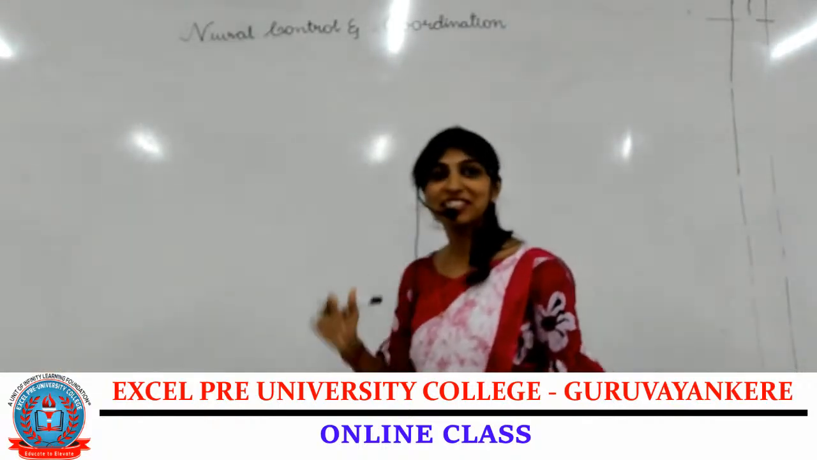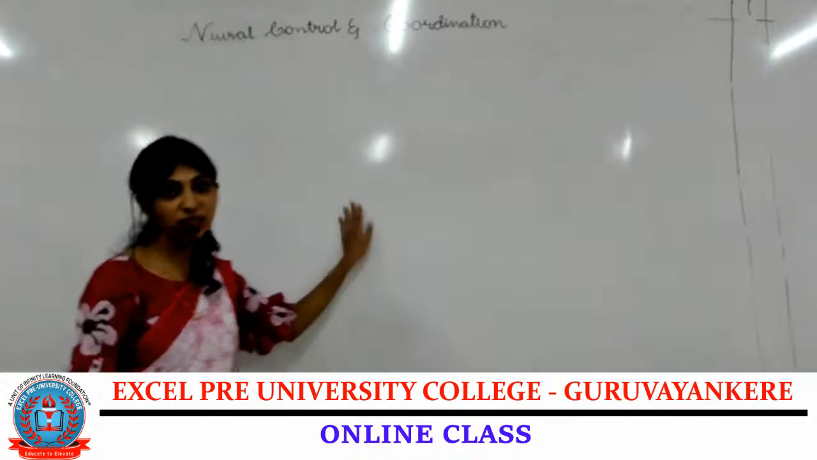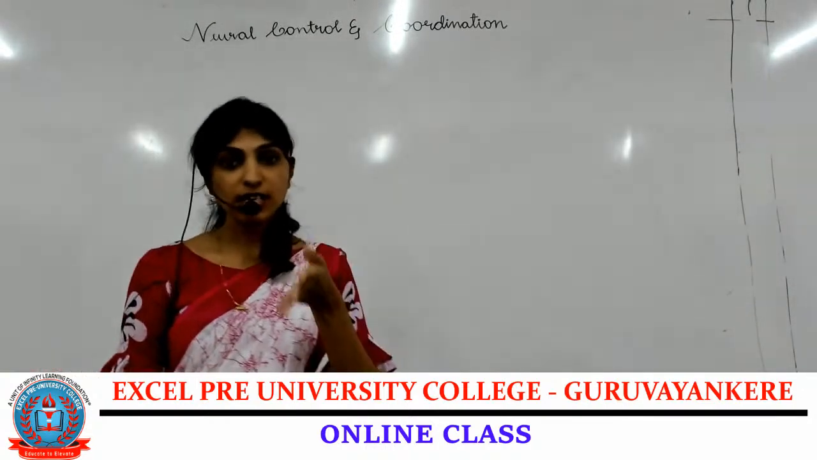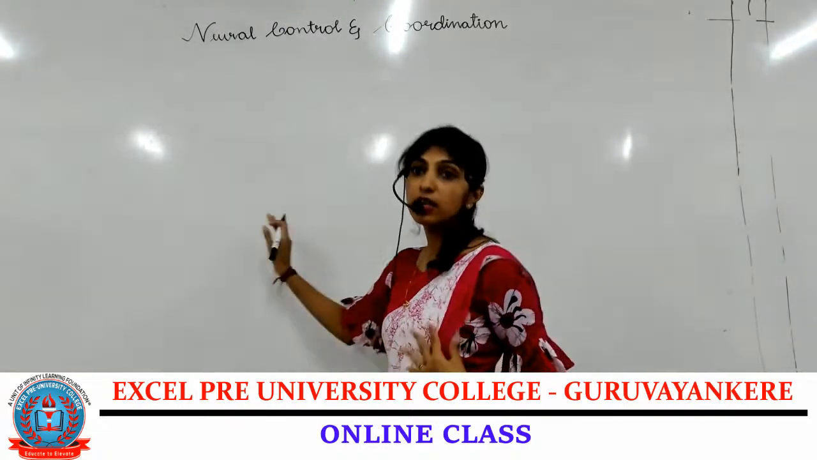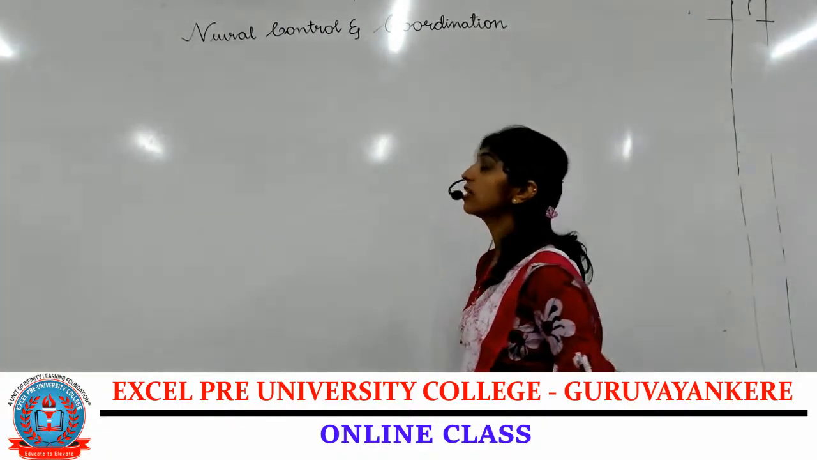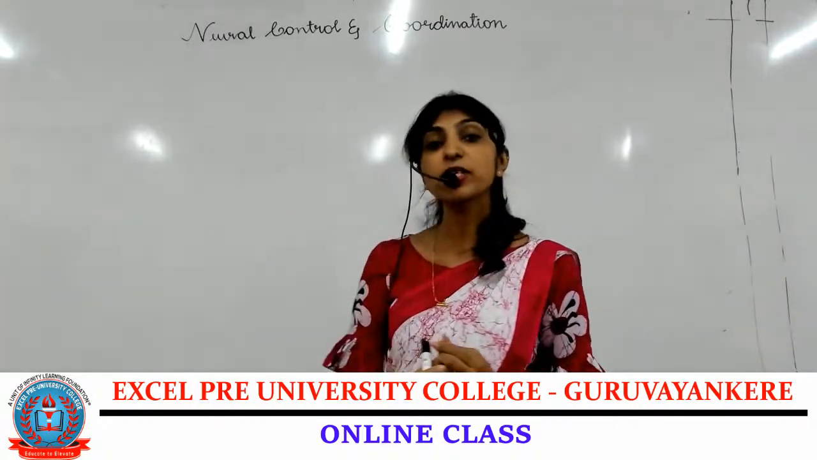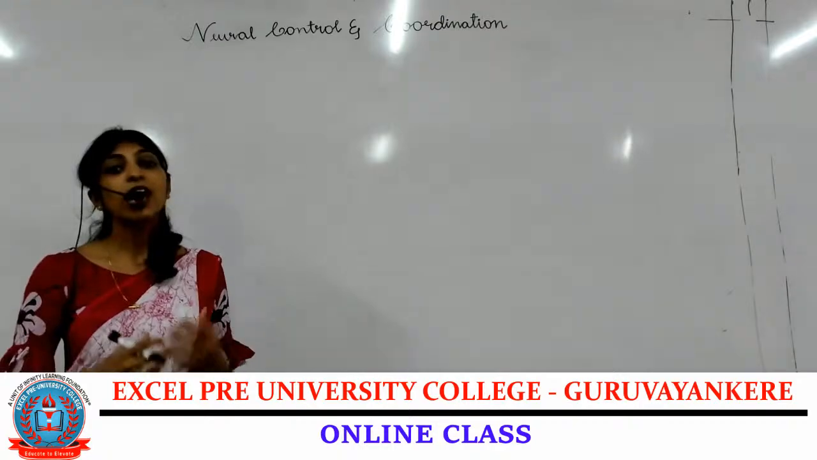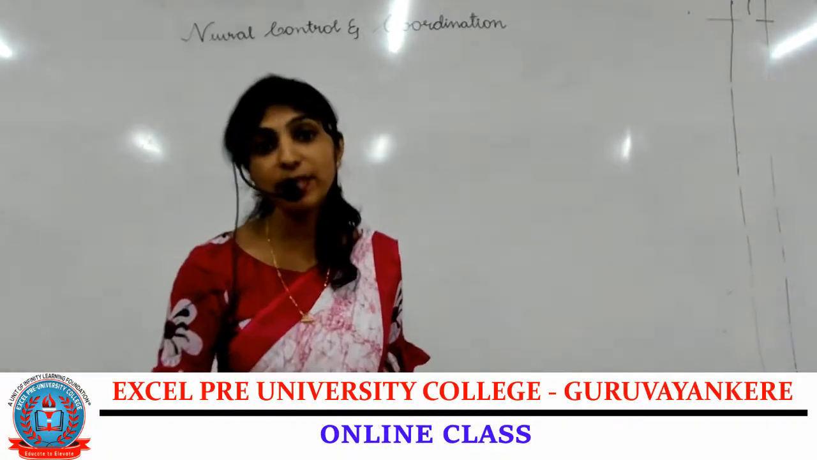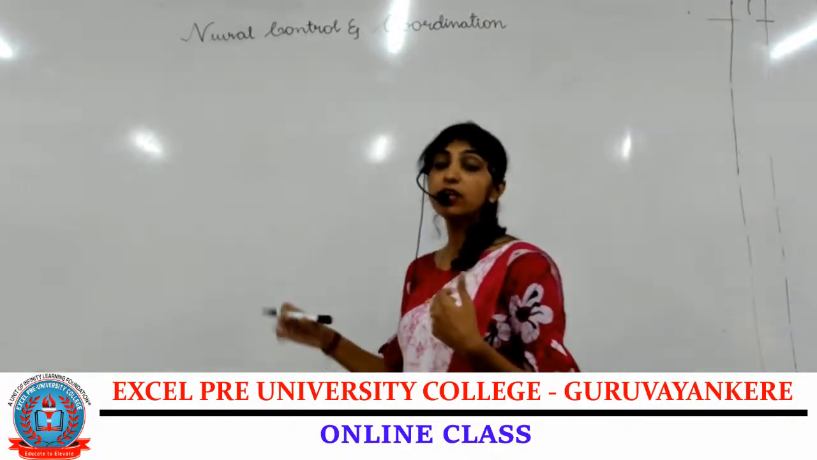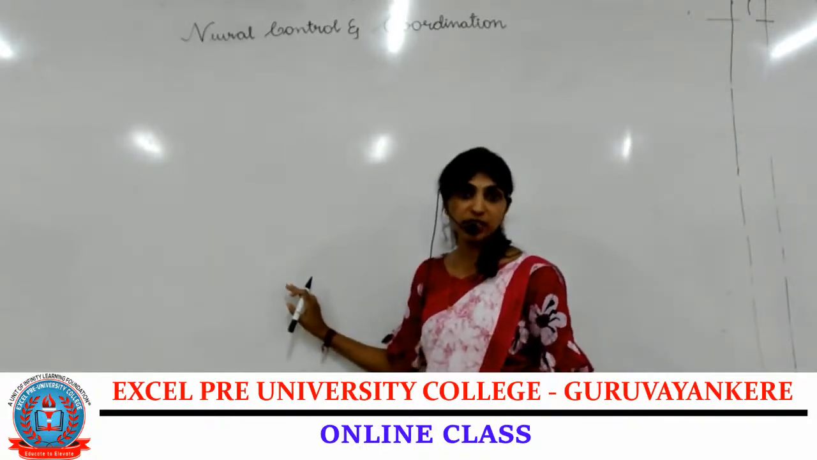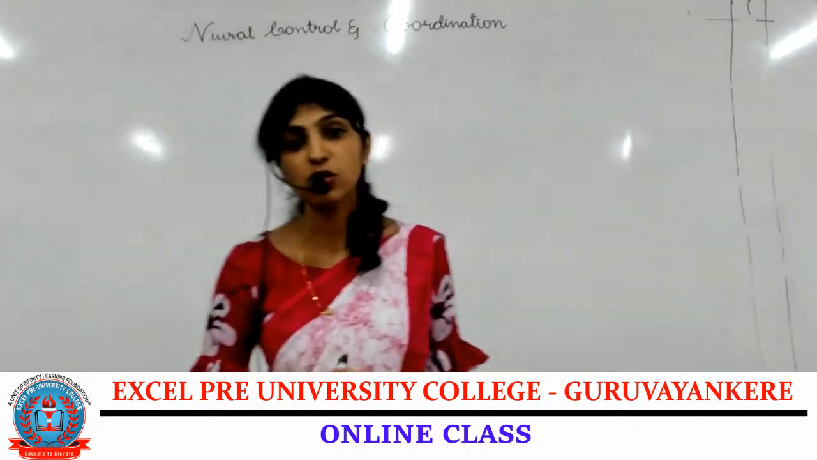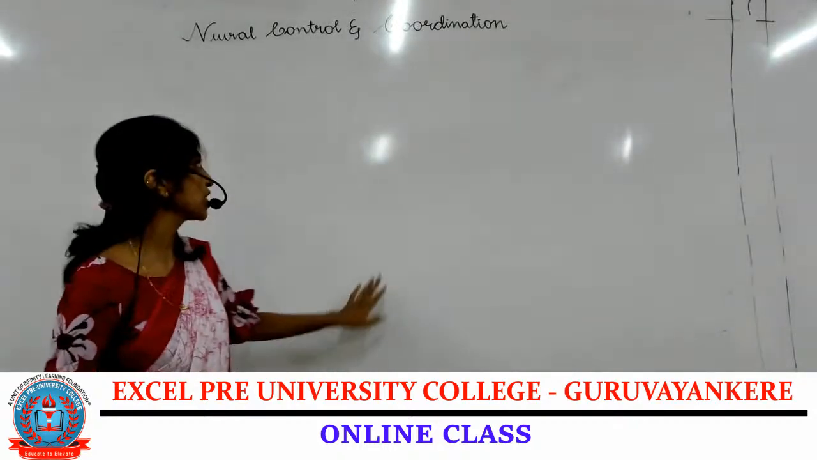Coming to the new chapter, Neural Control and Coordination. This is the last chapter under your syllabus of your first PUC Human Physiology. Here you will be studying about the nervous system and the neuron, how exactly the impulse is generated and how the impulse is carried or transmitted. Along with that, you will be studying the structure of the brain in this chapter.